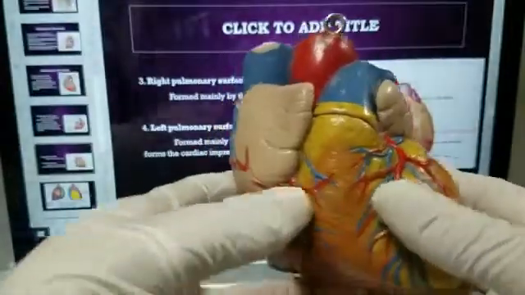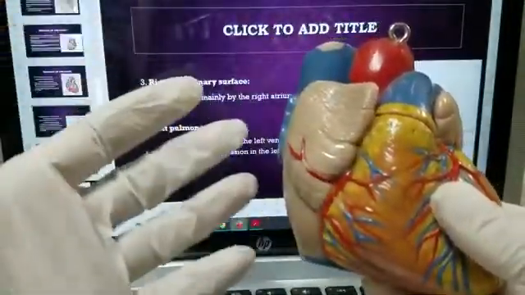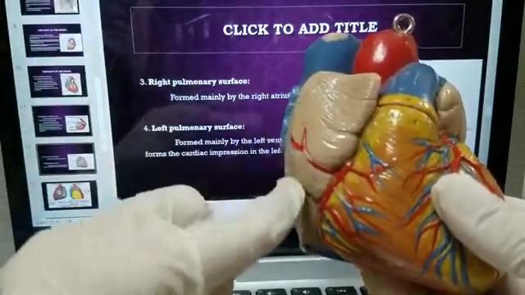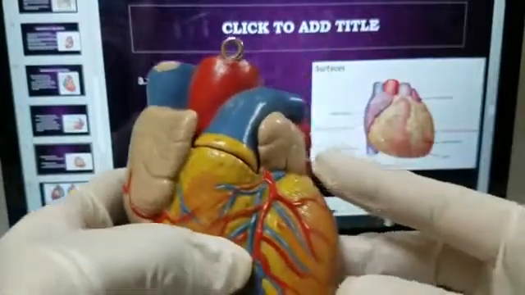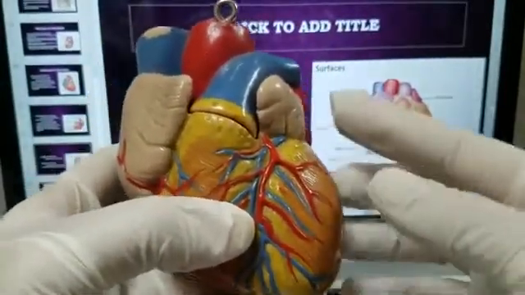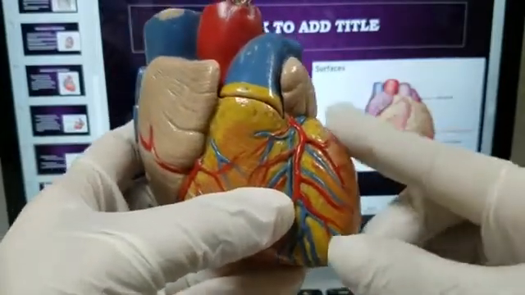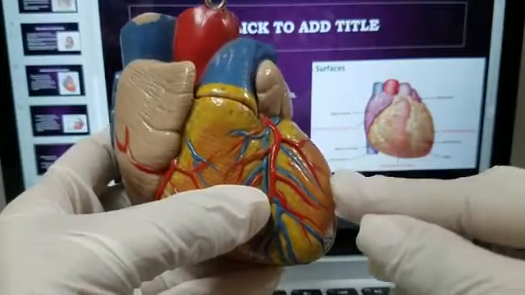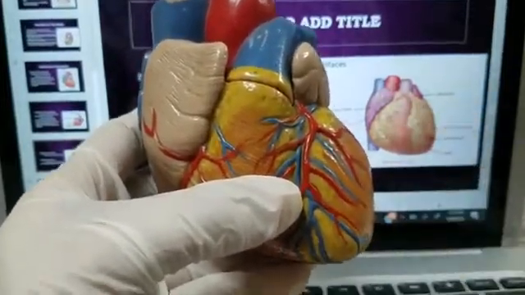The right pulmonary surface. Why is this called the pulmonary surface? Because the lungs are present here. The right pulmonary surface is formed by the right atrium, and the left pulmonary surface is formed mainly by the left ventricle and a little part of the left atrium. This part also gives the cardiac impression on the left lung.